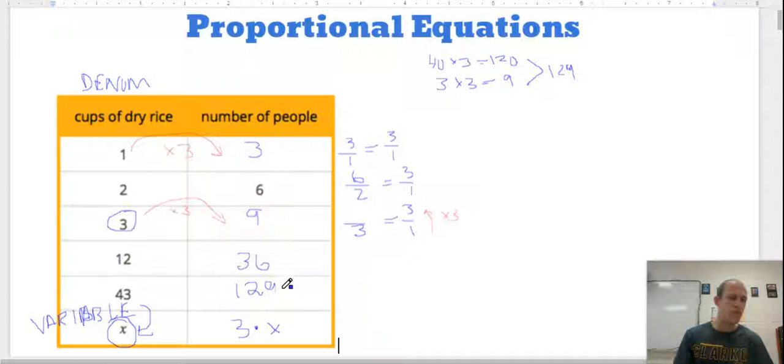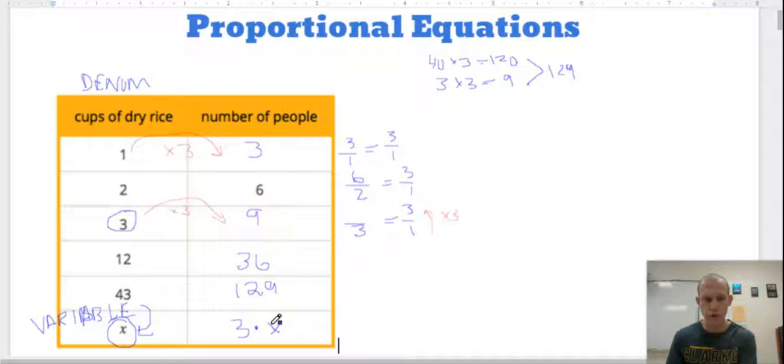Just like this really was 43 times 3. I just calculated it out to be 129. This is really 12 times 3. I just calculated it out to be 36. This is just 3 times x. And I can't calculate it out until someone gives me a number here. So I just leave it as 3 times x. So the number of people is determined by 3 times the number of cups of rice that I have.